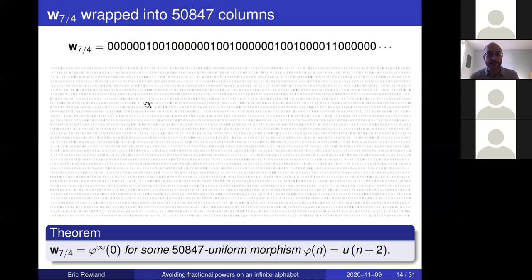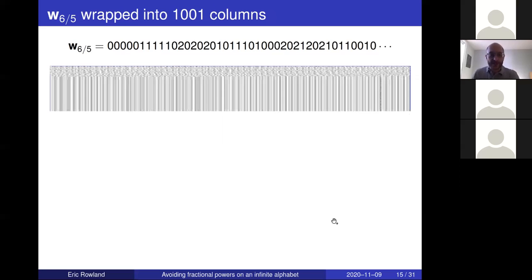Here's another one. This is a particularly complicated one. This is W7/4. Here's a picture where I've broken W7/4 into blocks of size 50,847, and I'm line breaking the blocks to get it all on one page. And again, it's some fairly long morphism, but it's fairly simple in the sense that it's just replacing n by some long word followed by n+2. I'll talk about how these things are proved in a little bit. But here's a couple more.